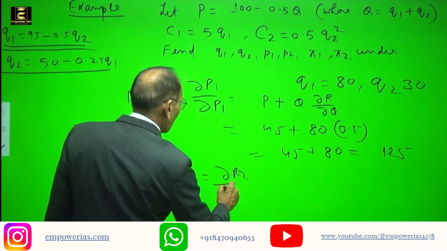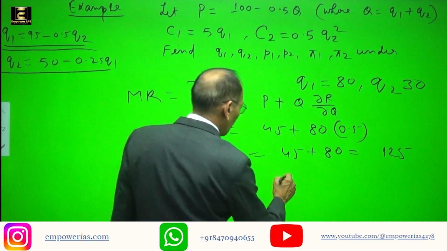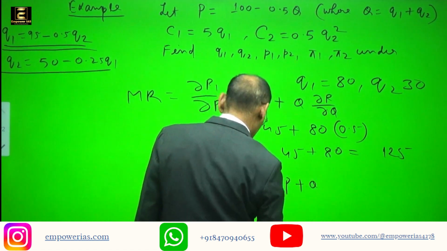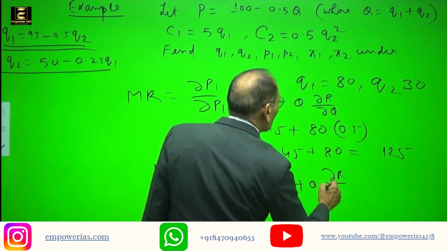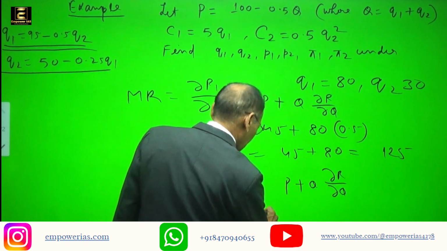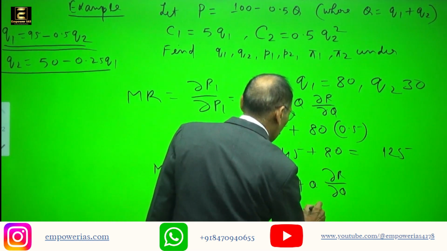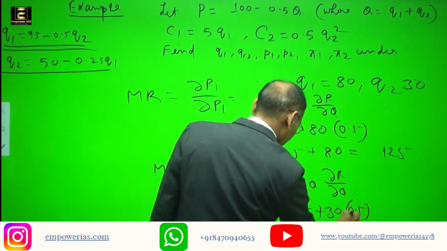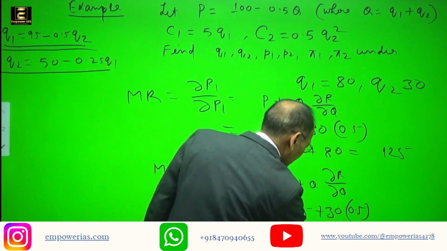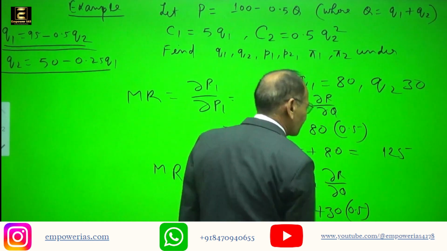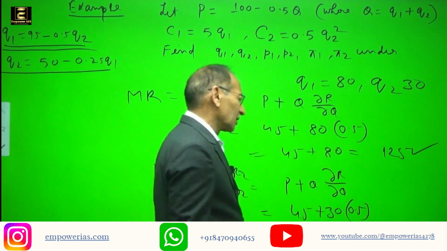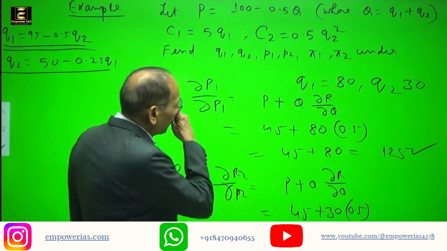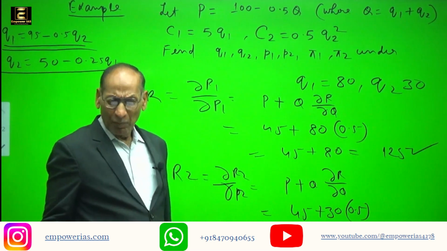MR2 equals del R2 by del Q2 equals P plus Q2 into 0.5. P is 45 and Q2 is 30 into 0.5, so this will be 45 plus 15 equals 60. We have got the value of MR1 and MR2 equal to 60. Now I have to find out the value of pi 1 and pi 2.